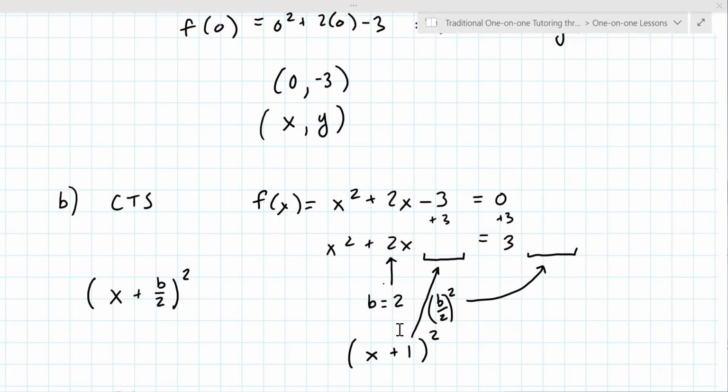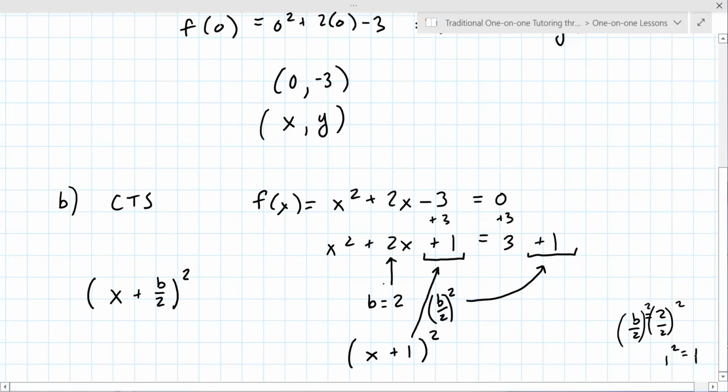You have to identify B, and then B over 2 is what goes down here in parentheses. And then the number that fills this space is B over 2 squared. So you divide by 2 and then square it. In that case, it's just 1, because B is 2, so when you divide it by 2 and then square it, it's 1 squared, which is 1. And that equals now 3 plus 1, which is 4.